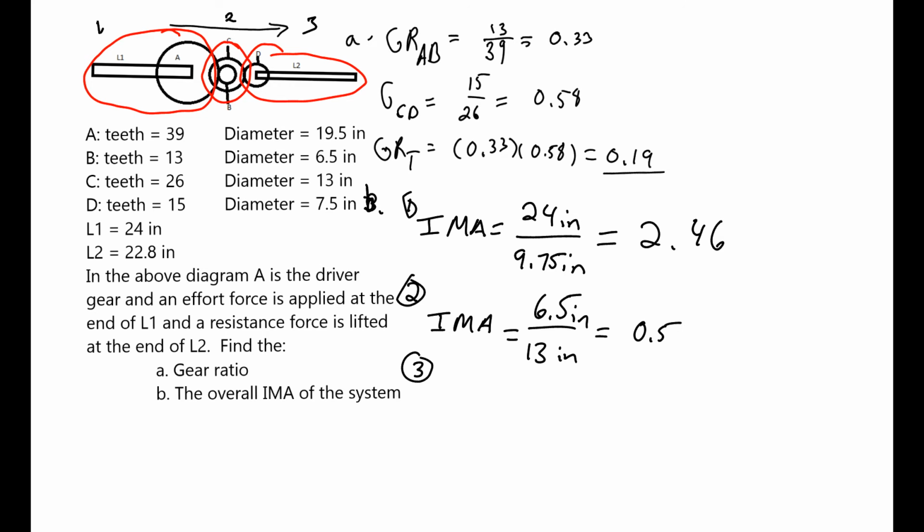And then 3. Alright, so now for this one, we've got the radius for L2, so can we use the diameter or radius for D? Radius. So what is our effort distance going to be here? That is our resistance distance, is 22.8. 3.75, so half of 7.5, over 22.8. And what's that equal? Something tiny.